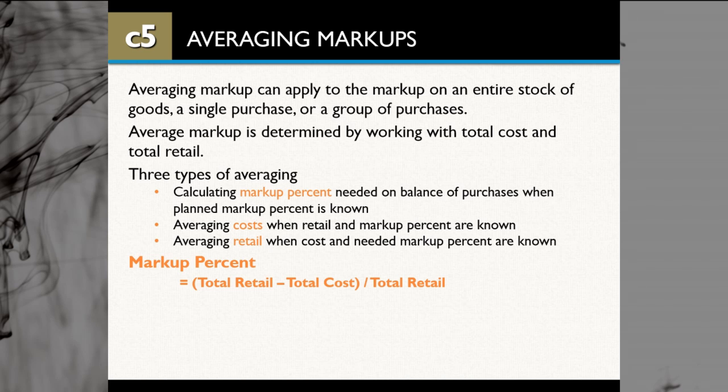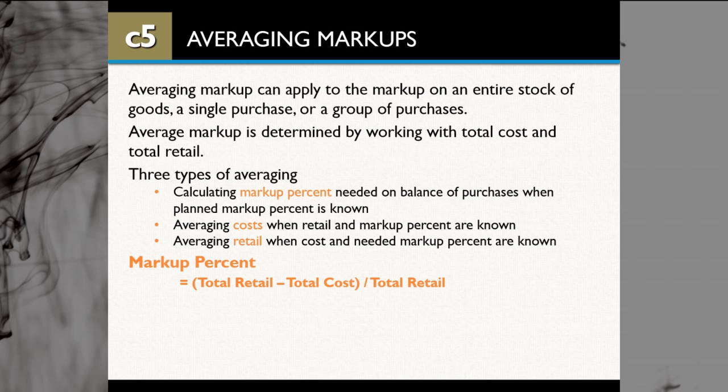First, calculating markup percent needed on balance of merchandise when planned markup percent is known. Second, averaging cost when retail and markup percent are known. And third, averaging retail when cost and needed markup percent are known.